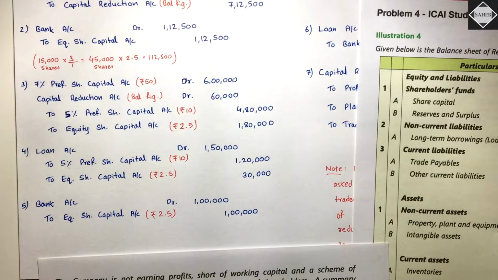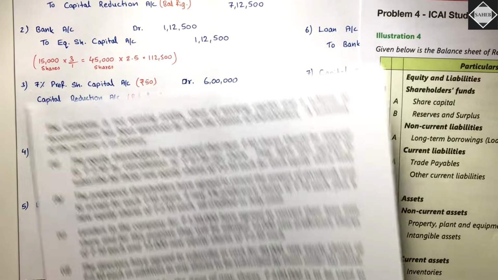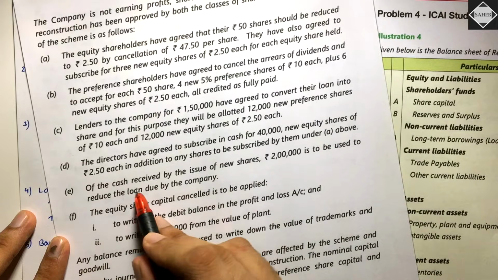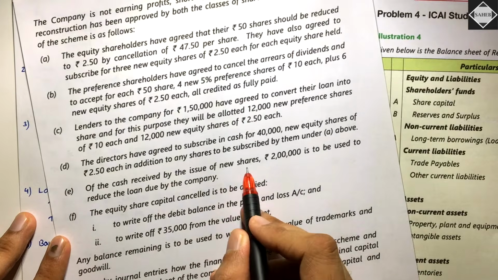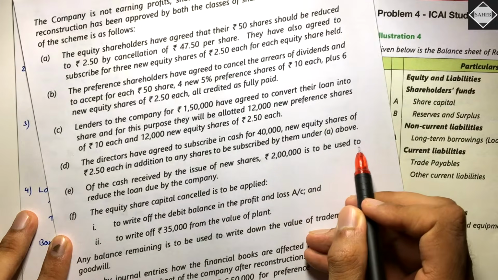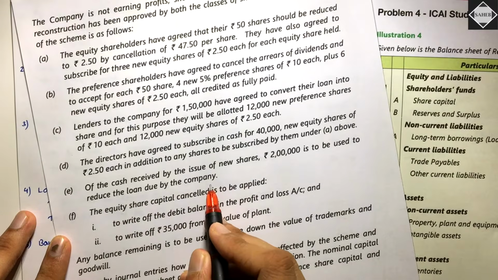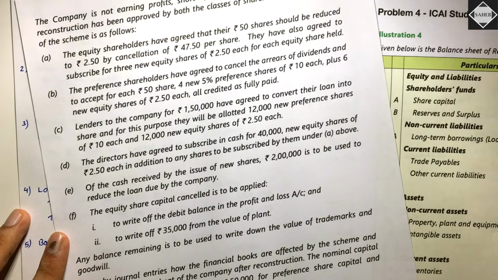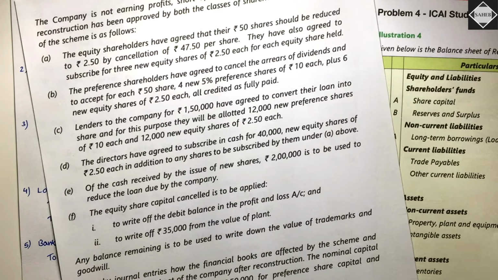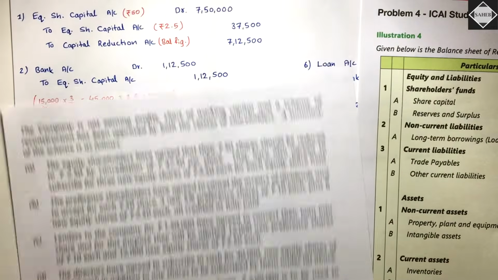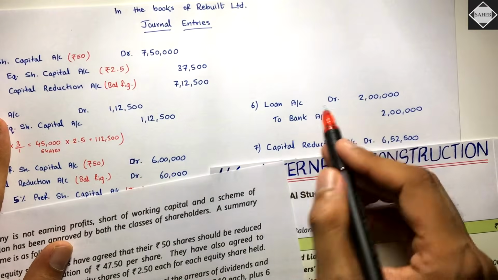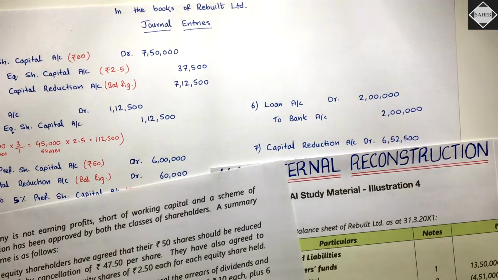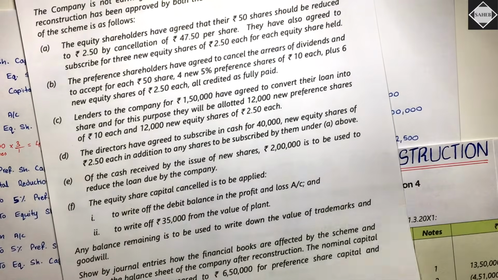Is that clear? Simple. And then the next adjustment, E adjustment: of the cash received by the issue of new shares, 2 lakh is to be used to reduce the loan due by the company. So 2 lakh we have to pay to the loan, right? So simply just make the payment. It's just a simple payment entry, that's all. So see here, loan account debit to bank account 2 lakh, 2 lakh. Is that clear? Simple. Moving on, then we have the F entry.